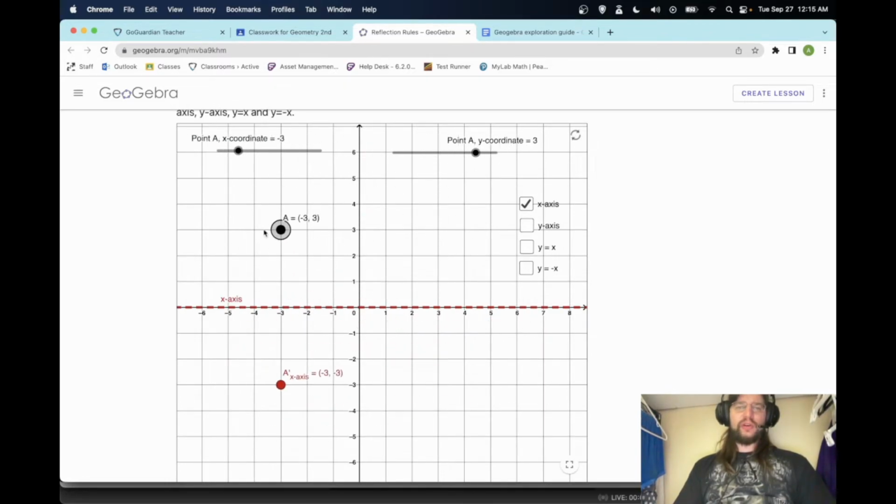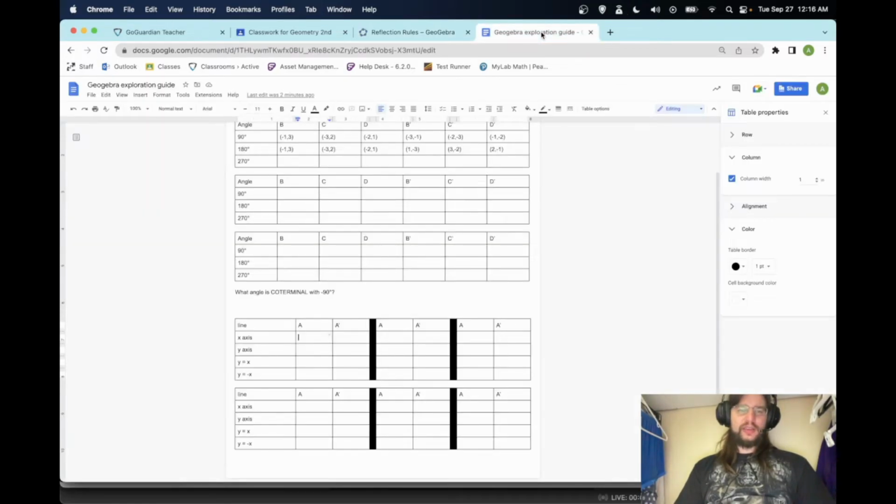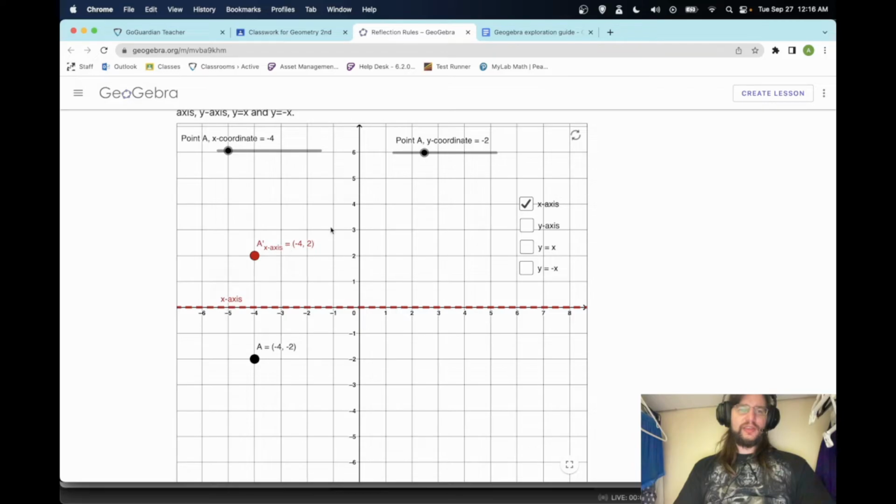Again, I'm going to move my coordinate around. You probably don't want to put this on the axes because nothing's going to happen. It's going to be on the line of reflection. So don't put it on your line of reflection. Put it somewhere else. I'll put it at -4, -2. X-axis, okay. So my ordered pair for A is -4, -2. And A prime on the x-axis is -4, 2.